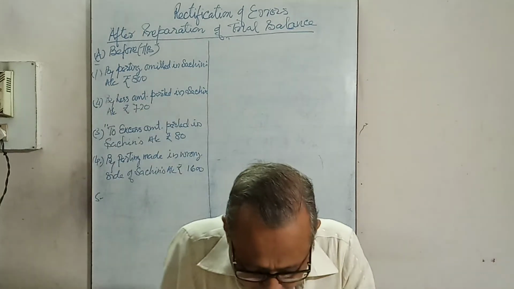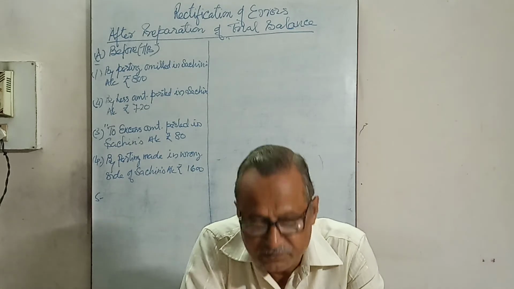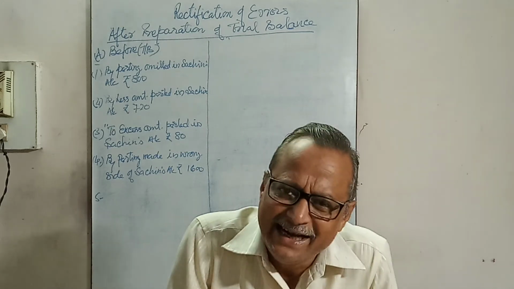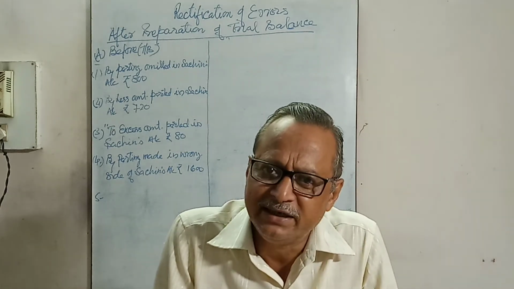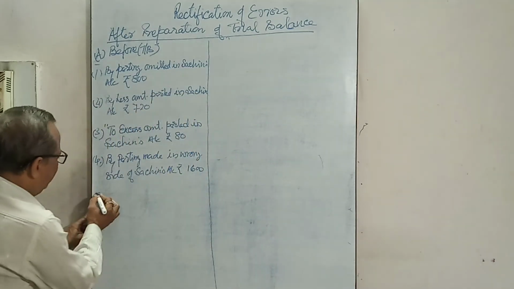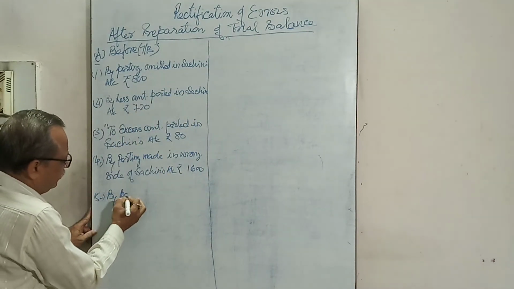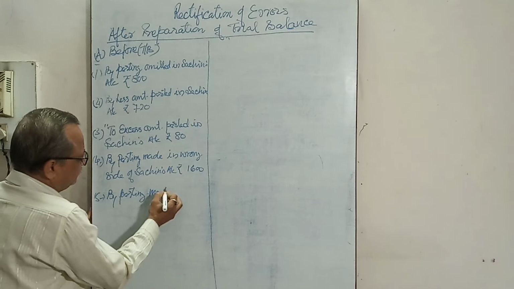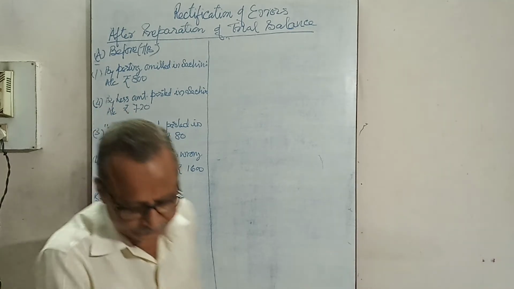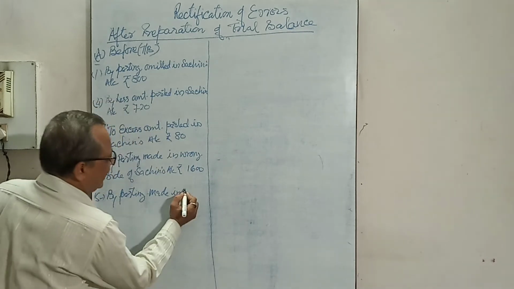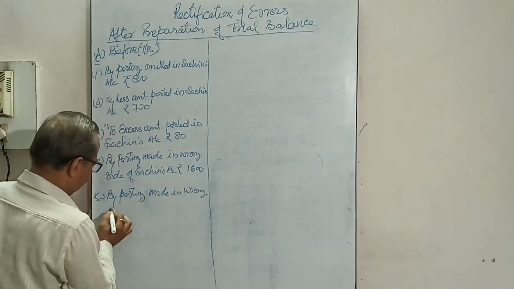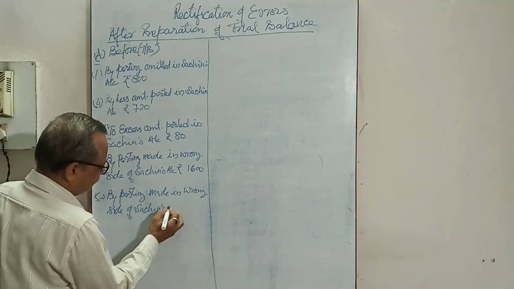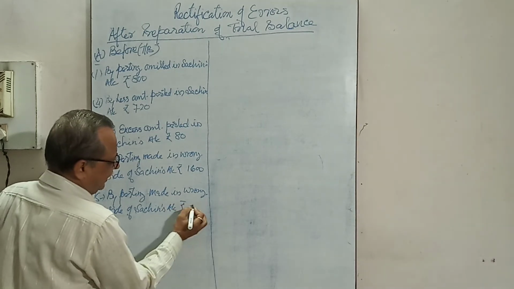And fifth item is goods costing 800 purchased from Sachin on credit were posted to the debit of his account. Again it was wrongly posted, but the amount is different. So here we will again write by posting made in wrong side of Sachin's account rupees 80.